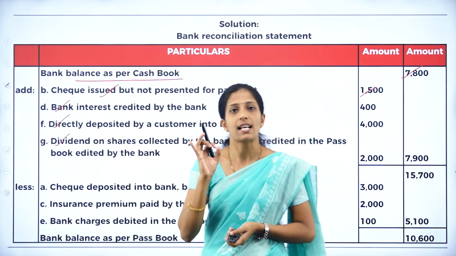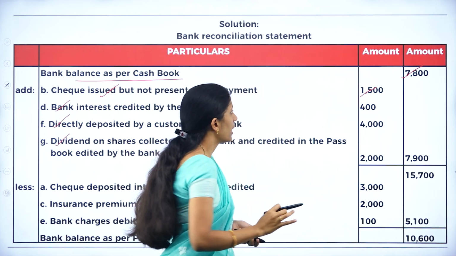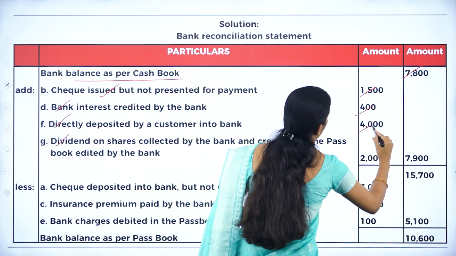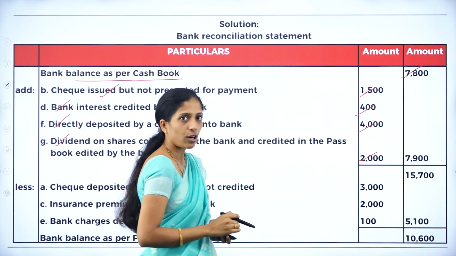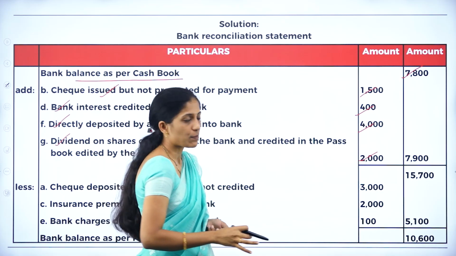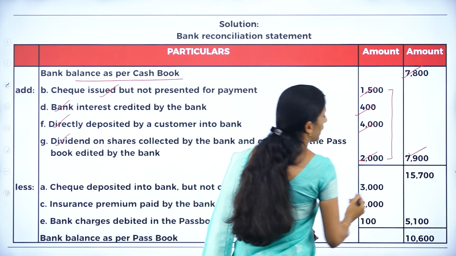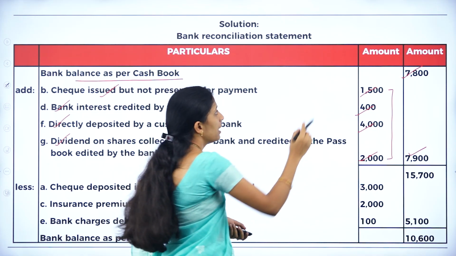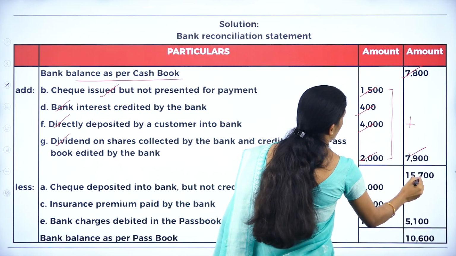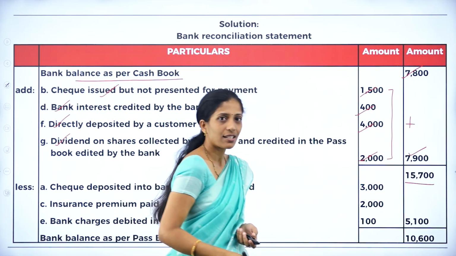Write all the sentences as they are given in the question and write the amount as it is given in the question in the inner column. So, these are the add items. Add everything from here to here, write the amount here. That is 7,900. Now 7,800 plus 7,900, you will get 15,700.